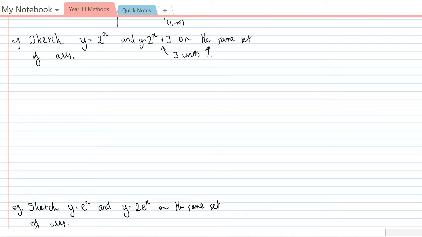Okay. So when I sketch this one, the y equals 2 to the power of x will have the asymptote along the x-axis.